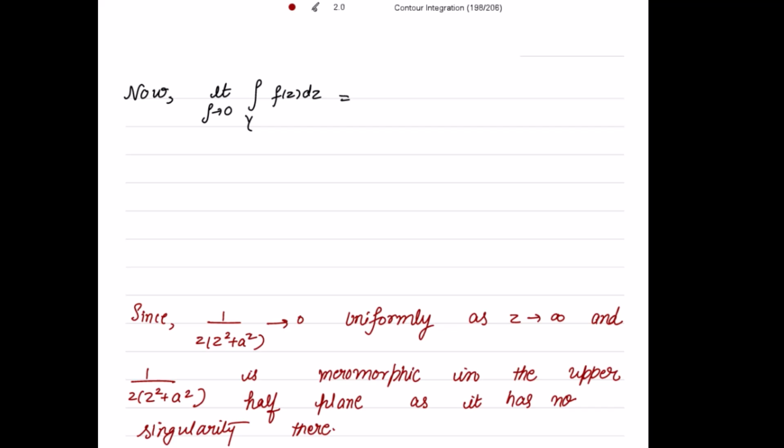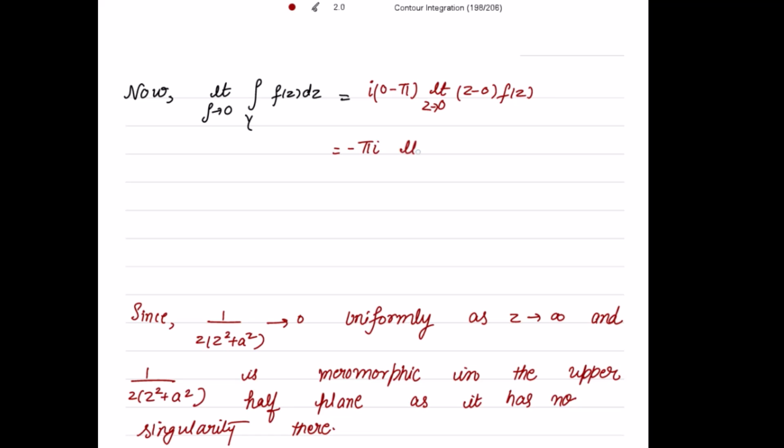It is iota times (0 minus pi), that is theta 2 minus theta 1, and the limit as z tends to 0, where it is indented, of (z minus 0) f of z. And then I'm writing, this is minus pi iota, and then limit z tends to 0, this is z itself, and f of z is e to the power iota mz over z into (z square plus a square).